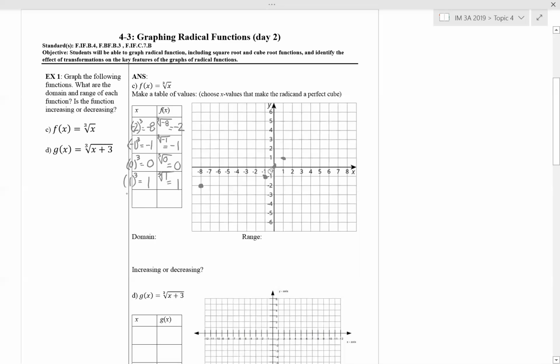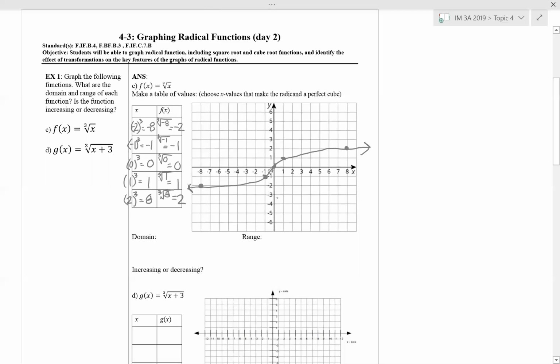And then our last value is going to be positive 2 cubed, which is 8, because the cube root of 8 is positive 2. So we're going to plot the point 8, 2. So our graph for a cube root function looks like this. Since I can plug in negative numbers, I do have an arrow on both sides. So that's different from our square root function.